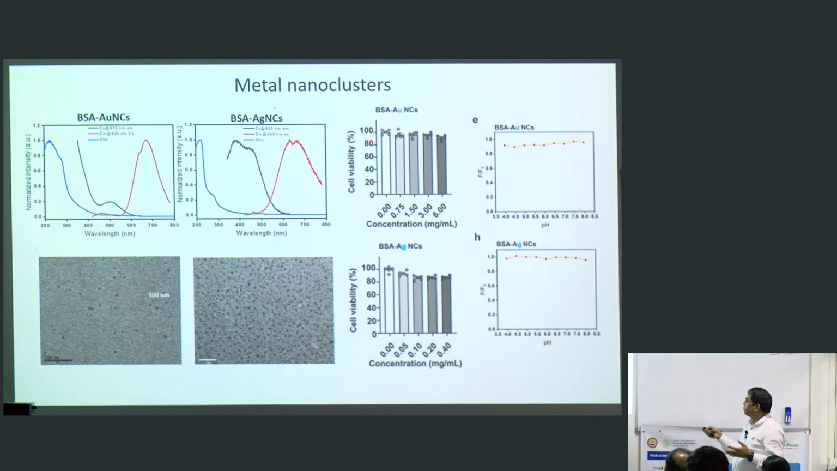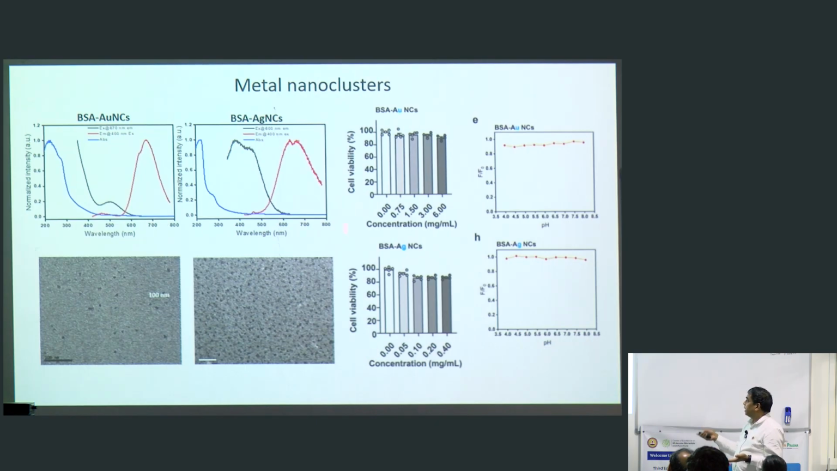Whatever we can see here, we have BSA conjugated gold nanoclusters, which was 25 atoms, whatever we were told in the morning, and the silver is 30 atoms. So we used both of them, and then initially we checked the biological aspects, because as I told you, the biocompatibility, the non-toxicity has to be checked first.